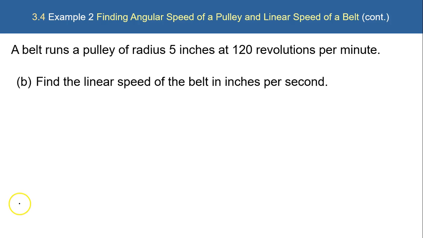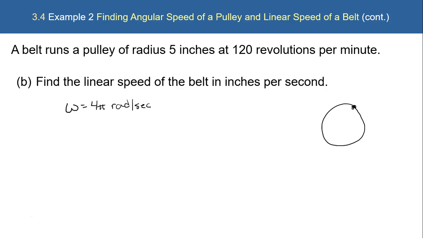All right, so on part B of this problem, we're going to be using a bit from part A. We're going to be using the fact that we found our angular speed to be 4 pi radians per second to help us in finding the linear speed of the belt in inches per second. So the linear speed of the belt will be the same as that of a point on the circumference of the pulley, okay?